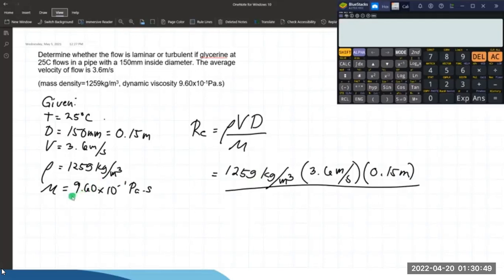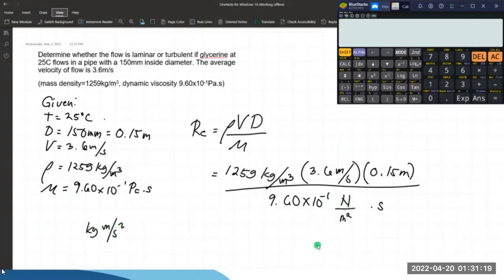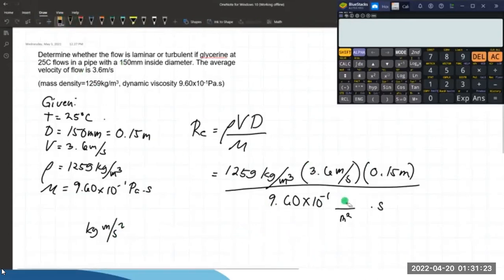And dynamic viscosity 9.6 Pascal second times 10 raised to negative 1. Pascal is in Newton per square meter. Okay, so that's Newton per square meter second. So if we still want to convert Newton, that's equivalent to kilogram meter per second squared. So let's check what unit we will have in this problem. Based on the given units, all the units will be cancelled out. So we will have a unitless value for Reynolds number.